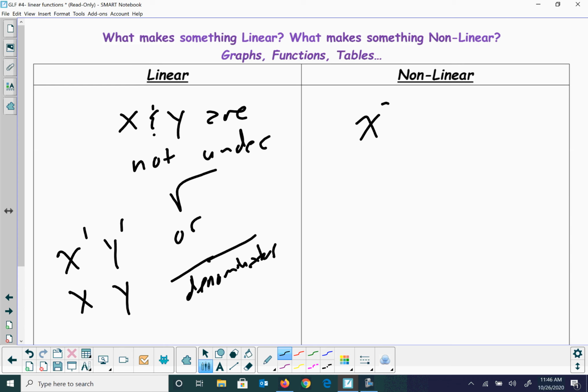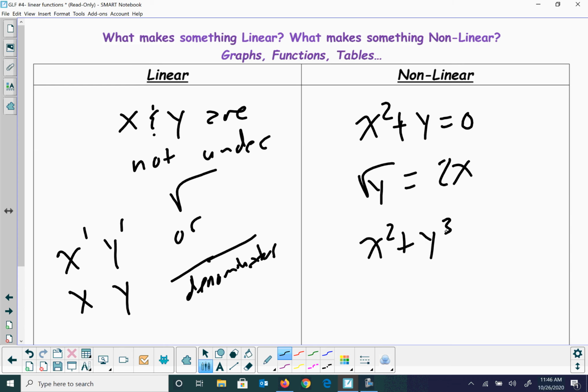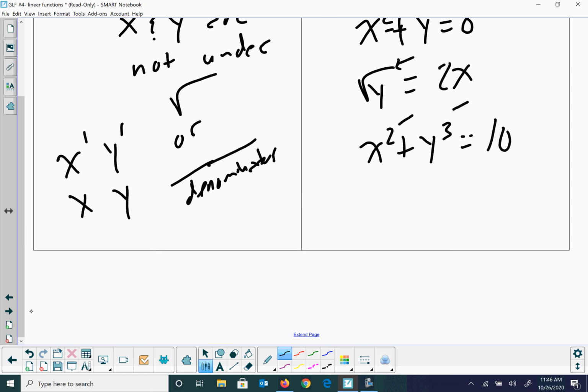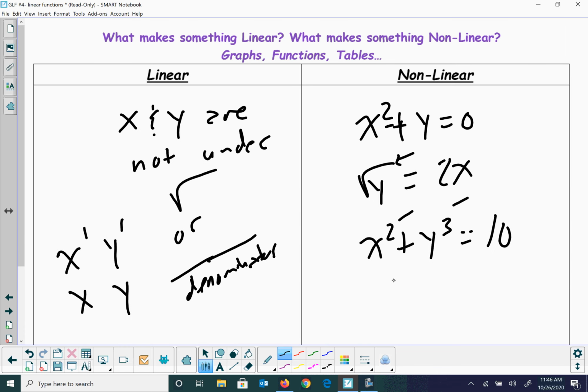Nonlinear would be like if I had x squared plus y equals 0, or if I had the square root of y equals 2x, or if I had x squared plus y to the third equals 10. Those are all nonlinear because I have an exponent bigger than 1, I have a radical, I have multiple exponents on each of the values. And there could be some other ideas. If I had, say, x over y is equal to 7, or if I had 3 over x plus y equals 4, those are all examples of nonlinear.